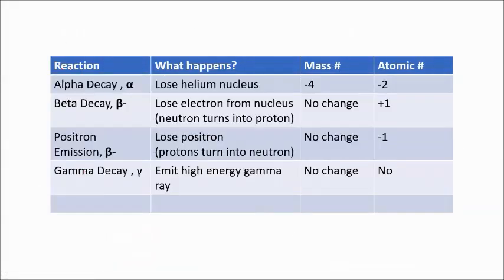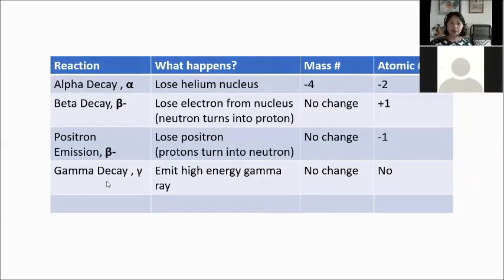So we have this table, a reaction of alpha decay, beta decay, negative positron emission, and gamma decay. So in alpha decay, it loses a helium nucleus. And yung mass number, mag-less tayo ng 4. Atomic number, mag-less tayo ng 2. While sa B+, this loses a positron from the nucleus, no change, +1. The B-, loses an electron, no change, -1. And gamma decay would emit a high energy gamma ray, and there is no change in mass number, no change in atomic number.